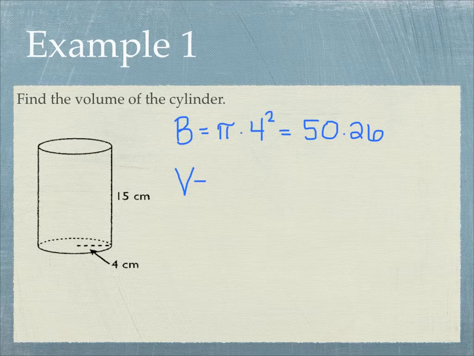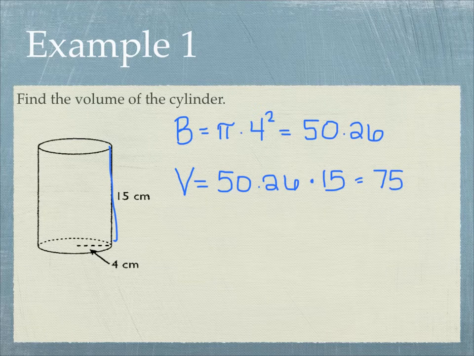And then what do I do to find the volume? Okay, so take that 50.26 and multiply by the 15, which is the height of the prism. Say it again. 753. Just do 754. 754.